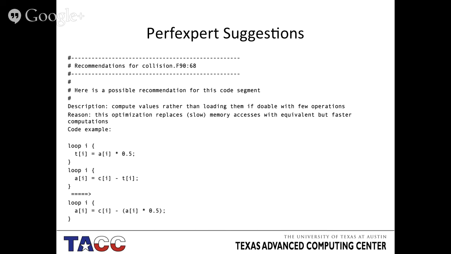And this is also one of the suggestions that PerfExpert can make for you. It will tell you, well, these two loops, you can join them, you can put them together, and you will probably get better performance. This is something that maybe the compiler would do for you, but it's better if you even do it before the compiler does.